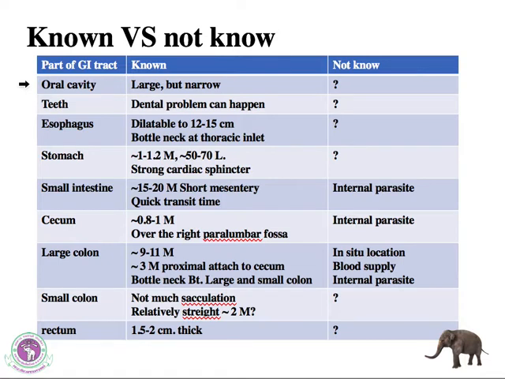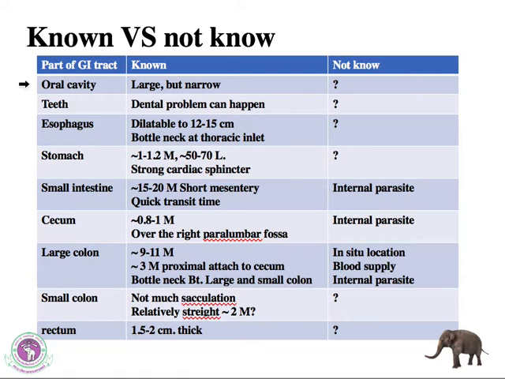The large intestine is the most difficult region of the intestine to understand. Basically, it's about 9 to 11 meters, and someone said approximately the 3 meters of proximal part of the large intestine is attached to the cecum, and there is also a bottleneck between the large and the small colon. What we really don't know and I want to know is its location in the live animal, the blood supply, and also the internal parasites.